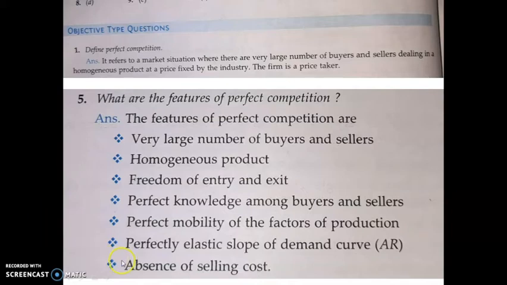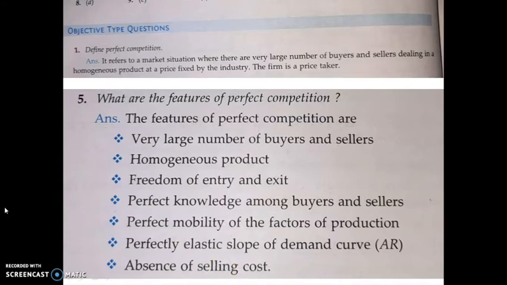Then, absence of selling cost, for example, advertisement cost. There is no need for advertisement cost because the buyers and sellers have perfect knowledge about the market and the producers are selling a homogeneous product. So there is no need for any selling cost. These are the features of perfect competition.